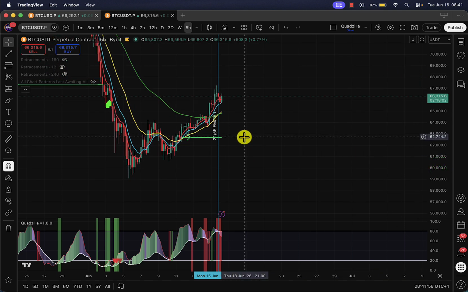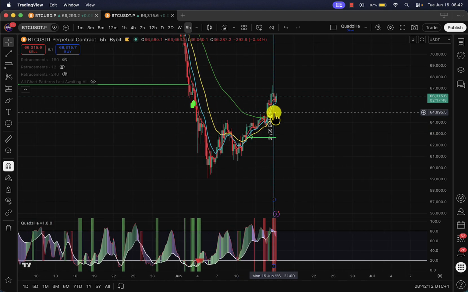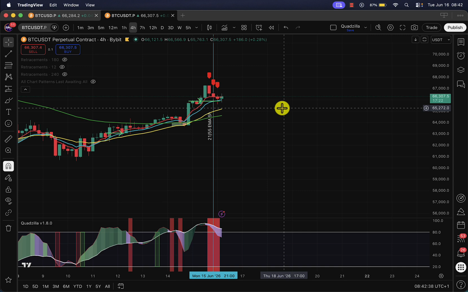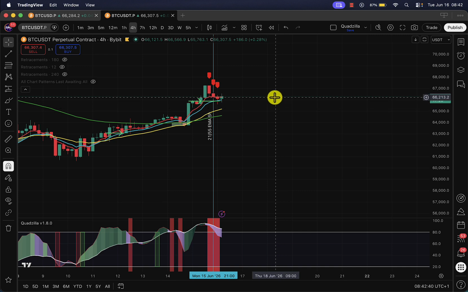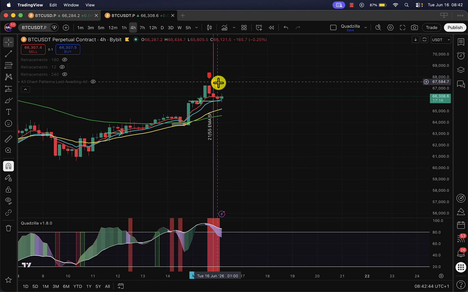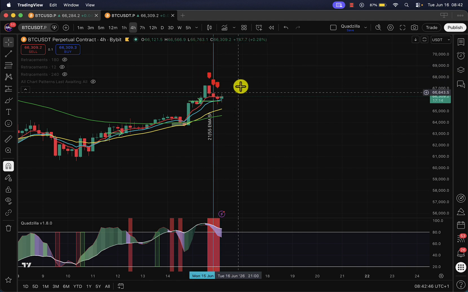Now what we've got here as well, we've got this green retracement down here, which is at 62.7k. So although we are going up at the moment, don't be surprised if we come back down here before carrying on up further. Now if we go to the 4-hour time frame, there are a few things that do concern me, and it's mainly these 4-hour super down signals from Quadzilla.